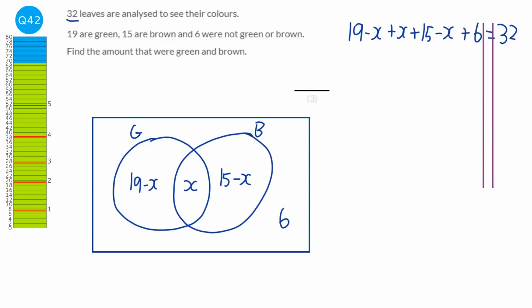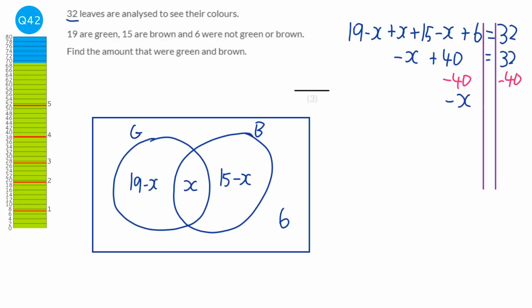And let's get our solving lines in. So we've got minus X and minus X, that'll be a minus X. And we've got 19 plus 15 plus 6, which will be 40, equals 32. We're going to take away the 40 both sides. And we can just times by -1 both sides to make them both positive.